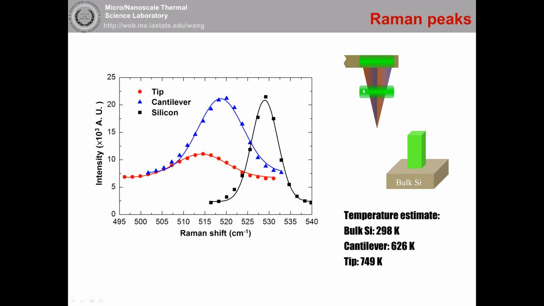And this one, we shoot in the middle of the tip. That means your area is getting smaller, so the energy of the laser is not easily conducted away. So the temperature rise is higher, meaning the peak is broader and shifts further to the left. I think this is a representative one to show that even for the same material, silicon, each location has a different temperature rise. You can see the Raman spectrum really changes a lot.